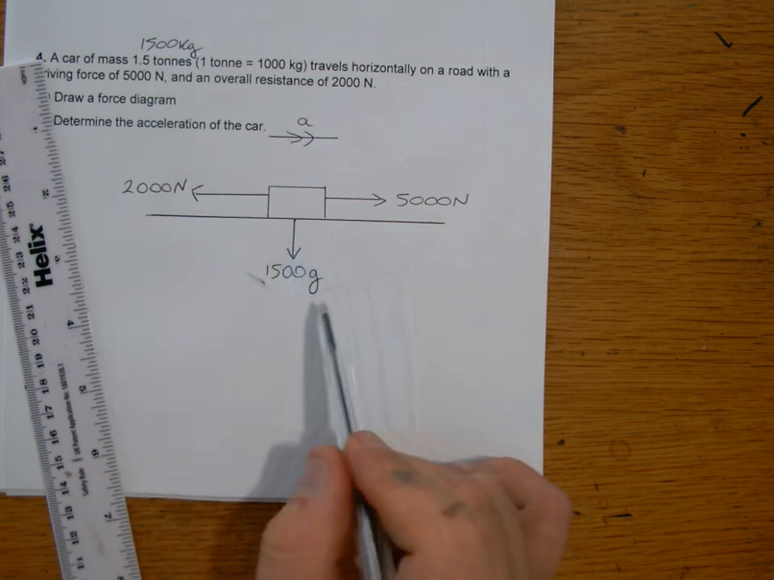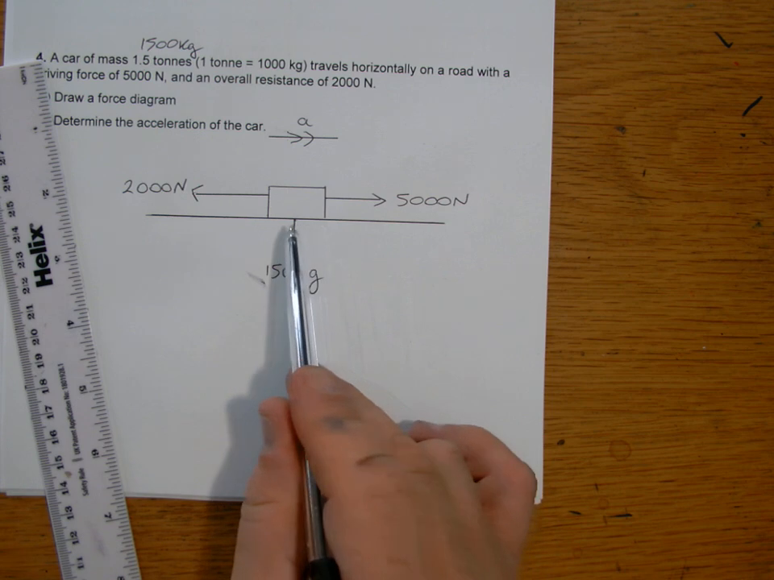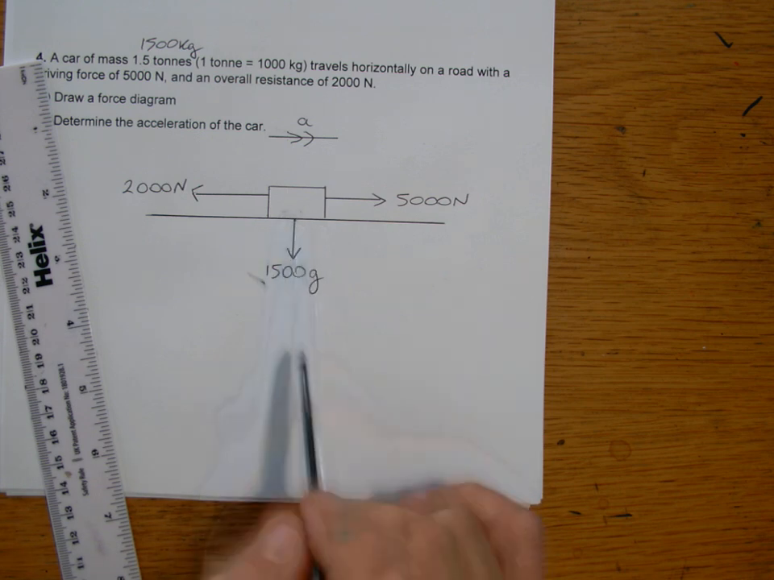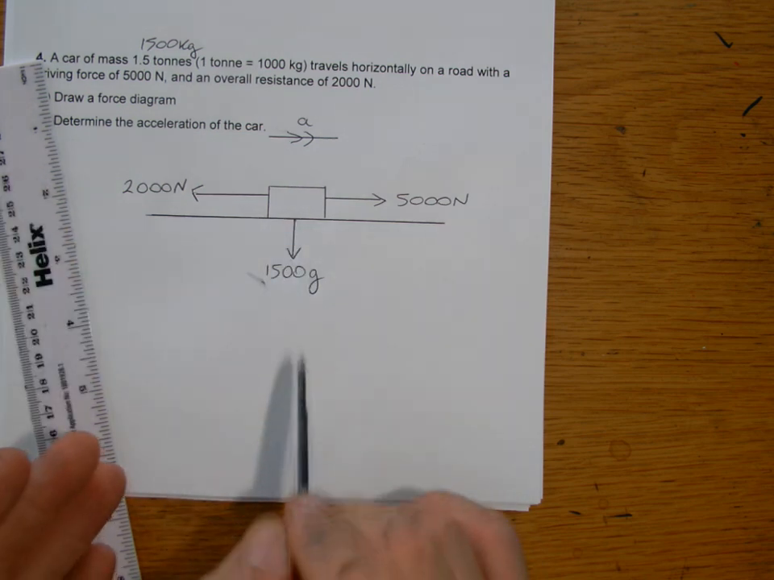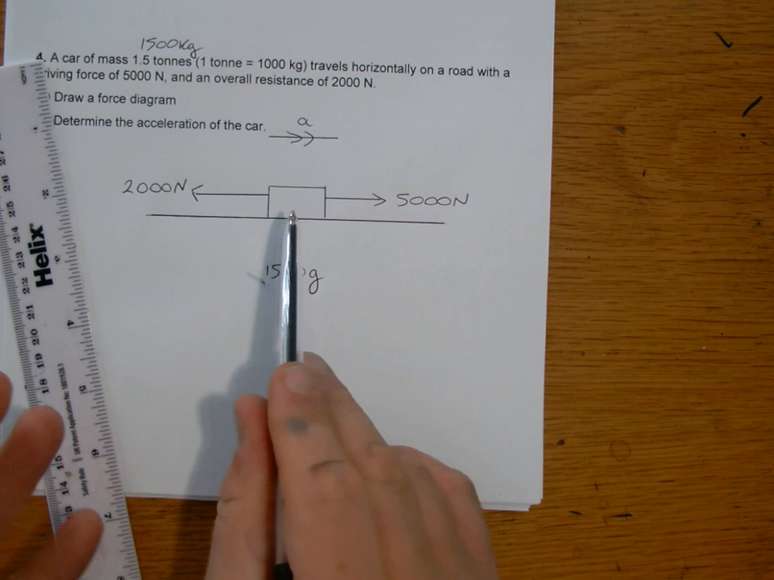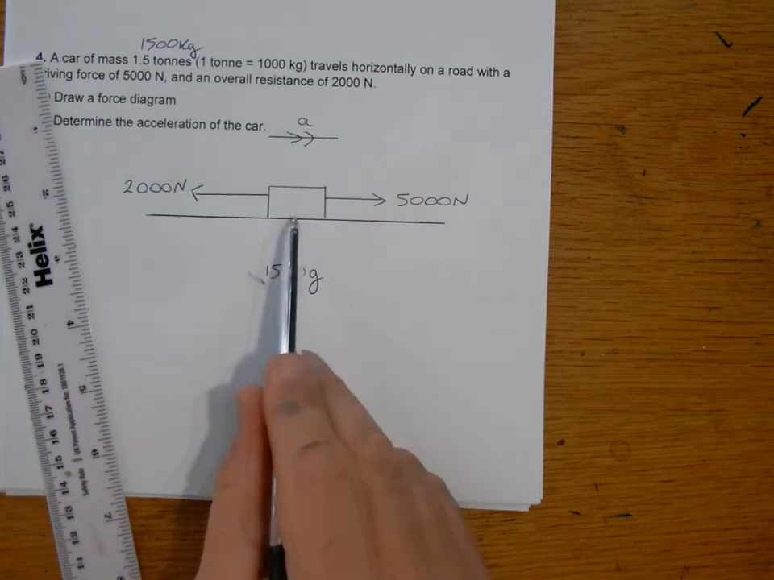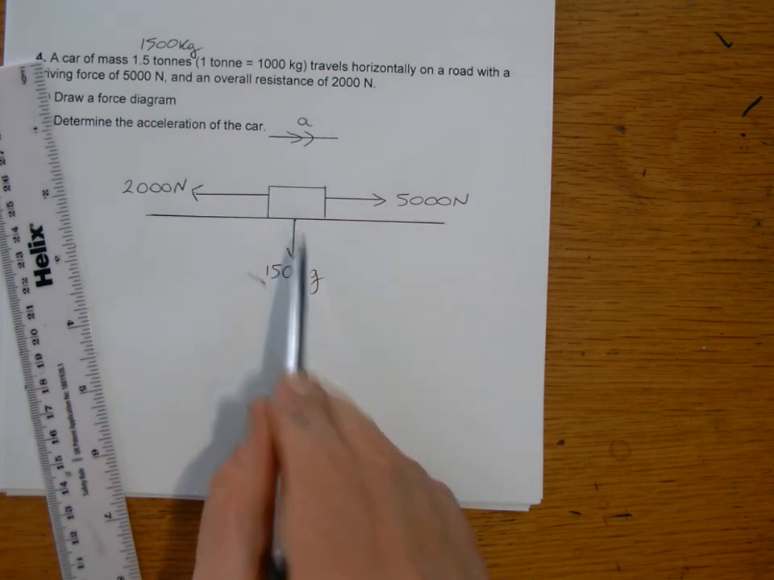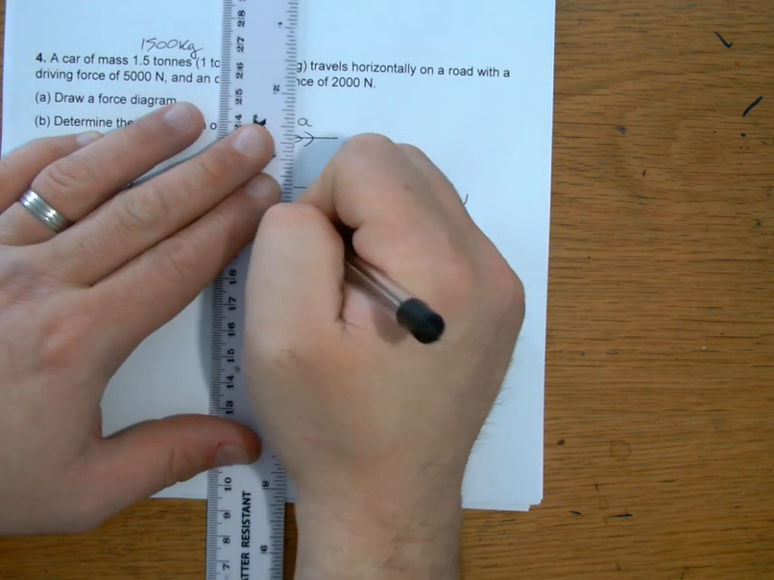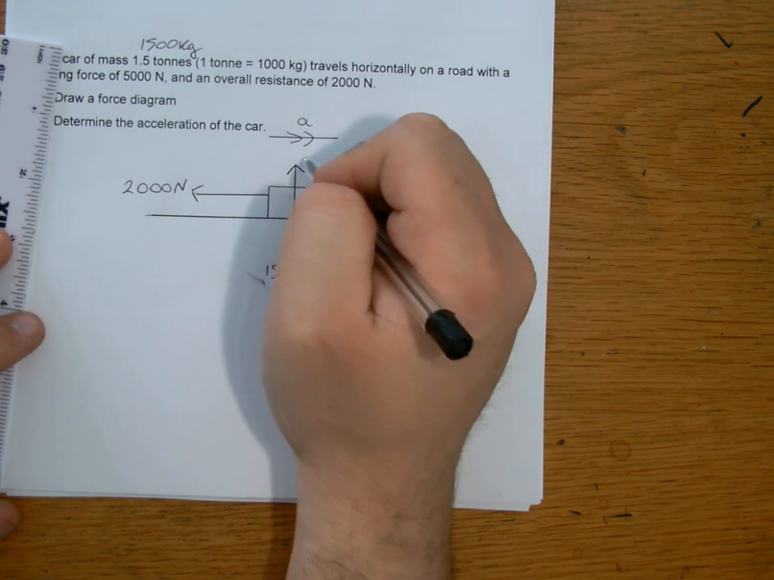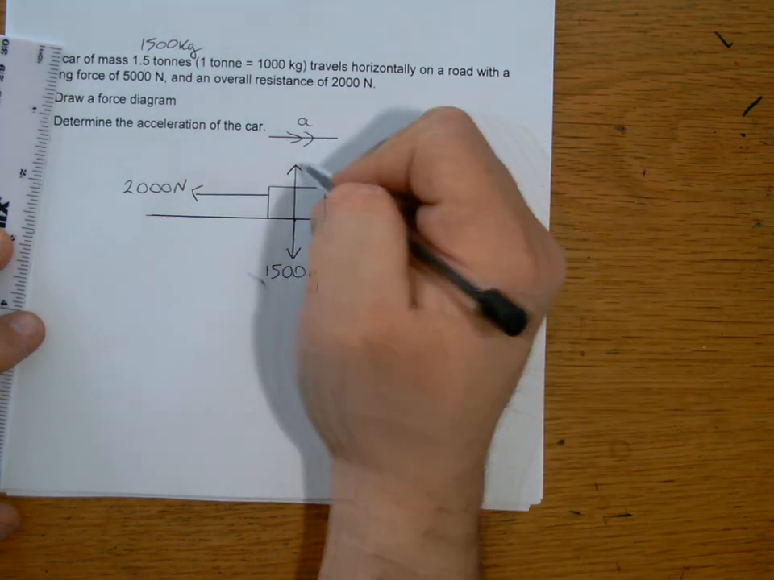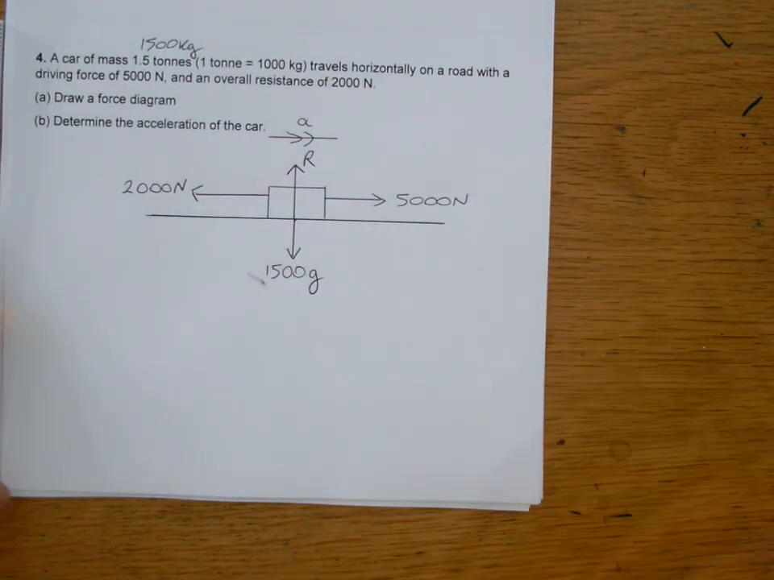If the road wasn't supporting it, it would sink. If it was in the air, it would fall. If it was on water, it would eventually sink. But this road is strong enough to keep it in place, and it doesn't drop at all. So there's an upward force balancing it, and that upward force we call the reaction of the road. We're going to label it R there. It's the road reacting to this car.